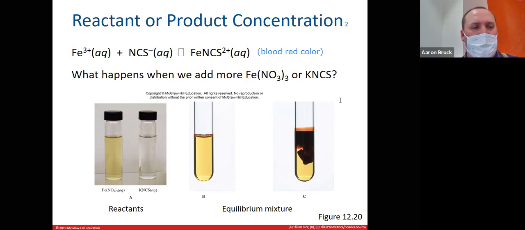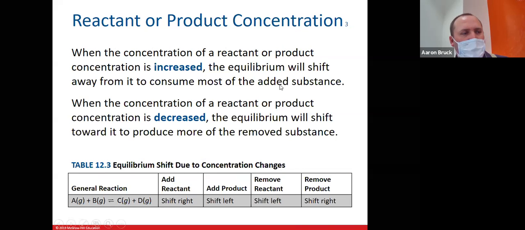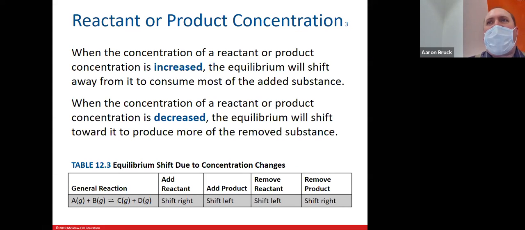And the answer there is that we're going to form more complex. Now, how do I know that we're going to form more complex? Well, this is where Le Chatelier's principle comes into play. When it comes to concentration changes, what Le Chatelier's principle states is that whatever change we see happen, we're going to see a shift to relieve that stress.